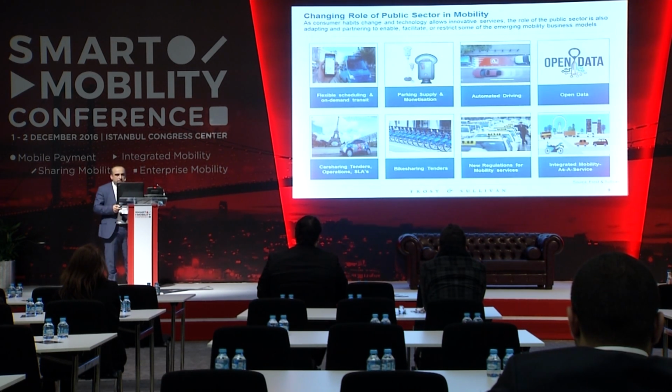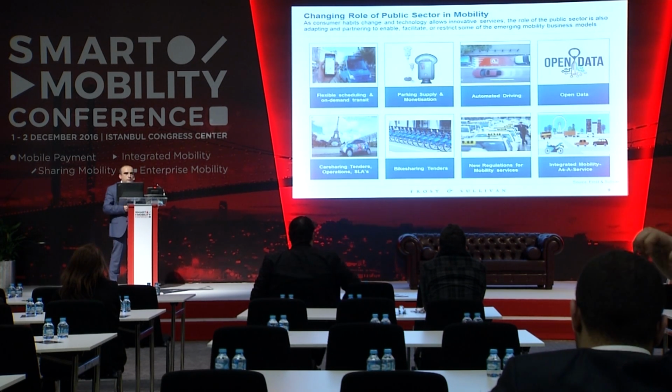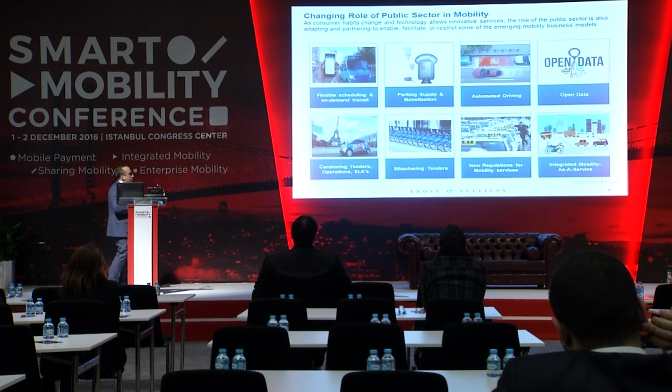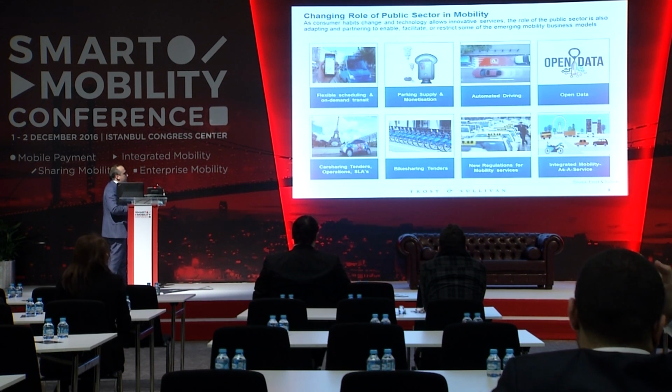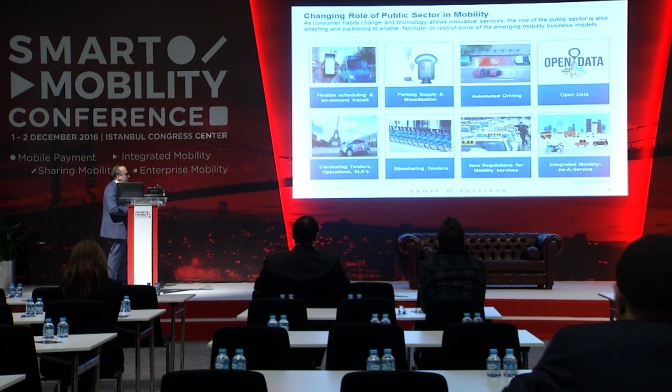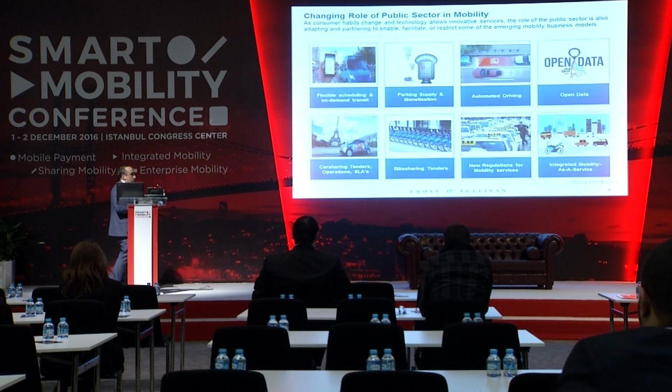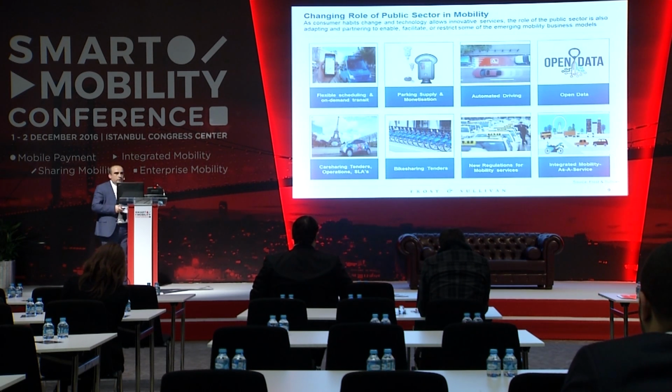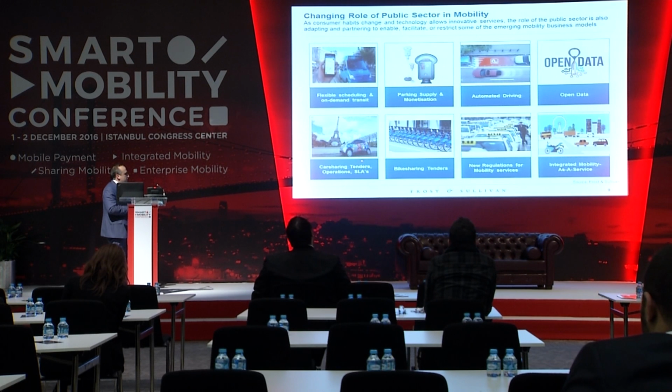Public companies or municipalities are experiencing new business models, and especially municipalities are supporting them. Like, for example, flexible scheduling, on-demand transit, parking supply, automated driving, bike-sharing tenders. I have seen 3 or 4 cities in the exhibition area that exhibit their bike-sharing services from Kocaeli, Kayseri, and Istanbul municipalities. Another trend that we highlighted already is car sharing. There are some municipalities already supporting the car sharing activities in their cities.